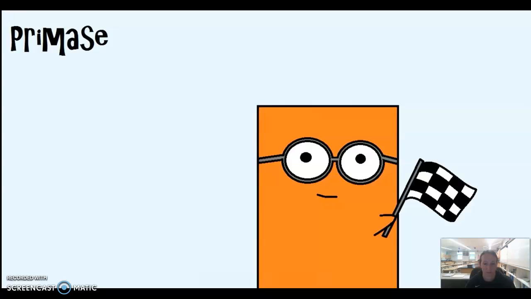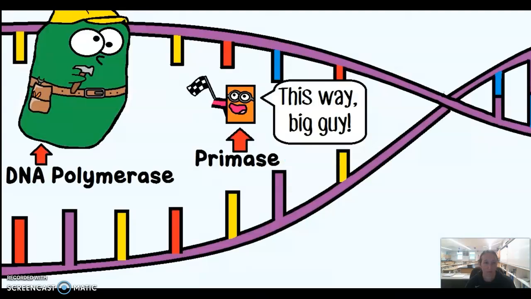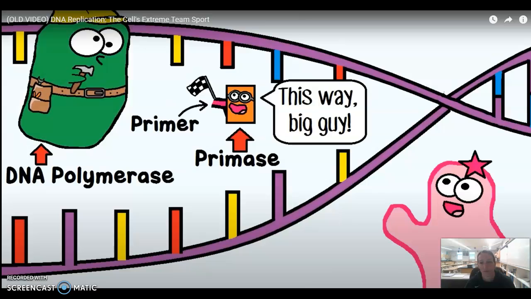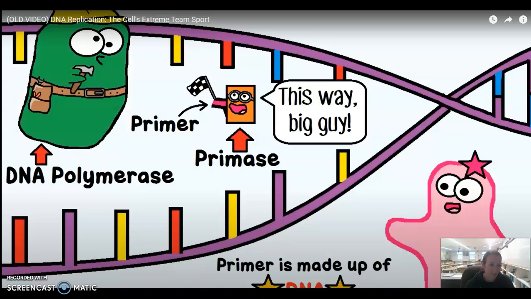Primase, the initializer. With as great as DNA polymerase is, poor DNA polymerase can't figure out where to get started without something called a primer. Primase makes the primer so that DNA polymerase can figure out where to go to start to work. You know what's kind of interesting about the primer that it makes?